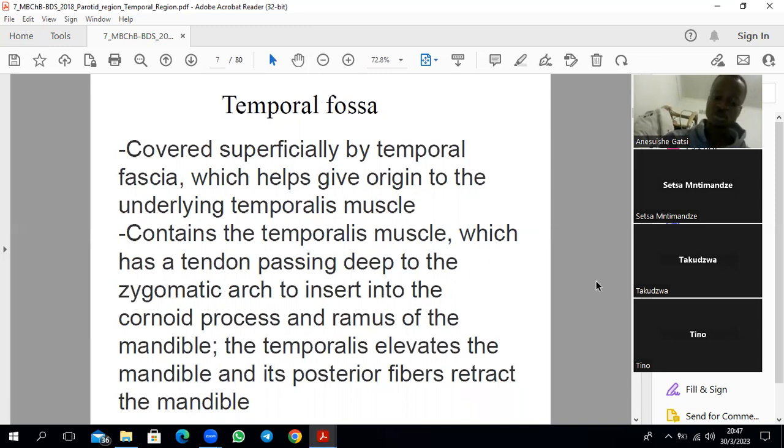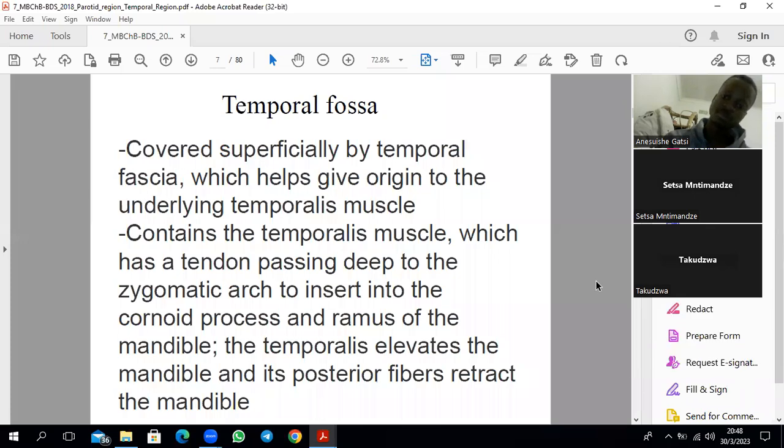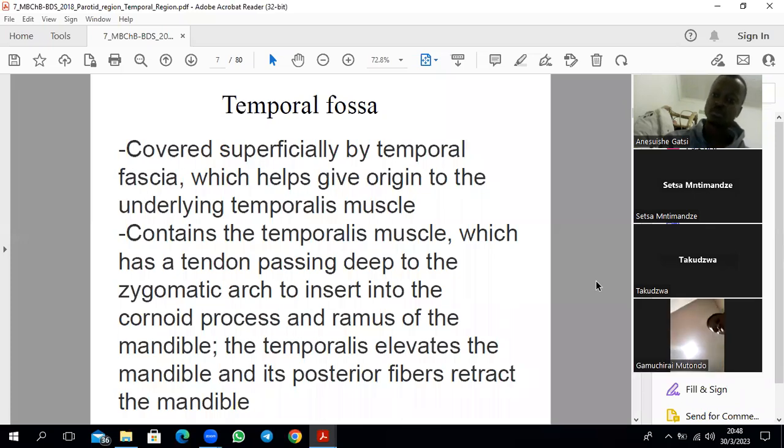So does anyone want to tell me the function of the temporalis muscle from what we said yesterday? Does anyone want to tell me the functions of the temporalis muscle?